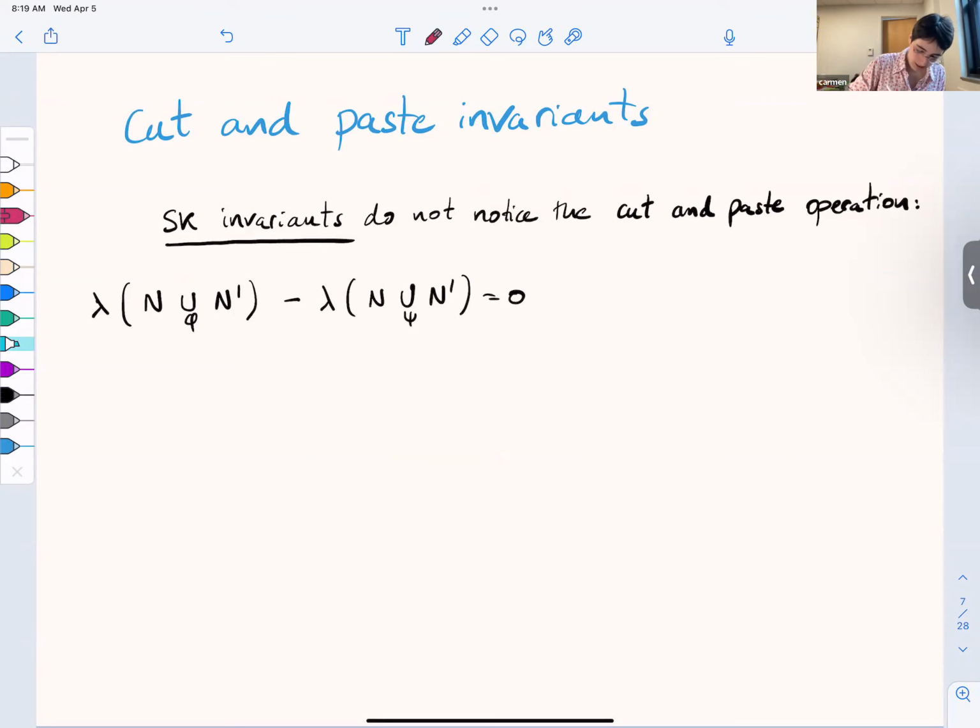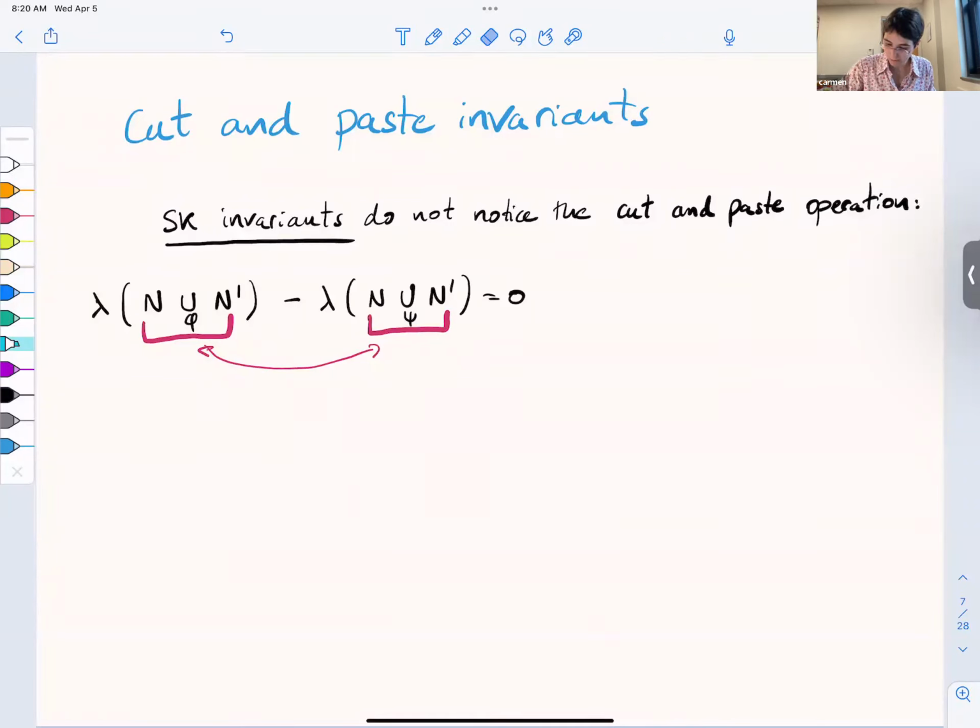What I mean is that if you're taking two manifolds, N and N prime, glued via either phi or psi, these two things are cut and paste equivalent. And now I'm taking my lambda, which is some manifold invariant, and I'm computing it on the first manifold. I'm also computing it on the other manifold, and it turns out I get the same result. So that's what you call an SK invariant, a cut and paste invariant.